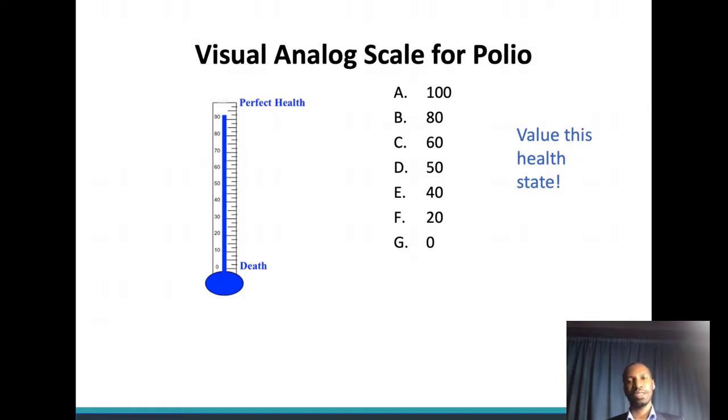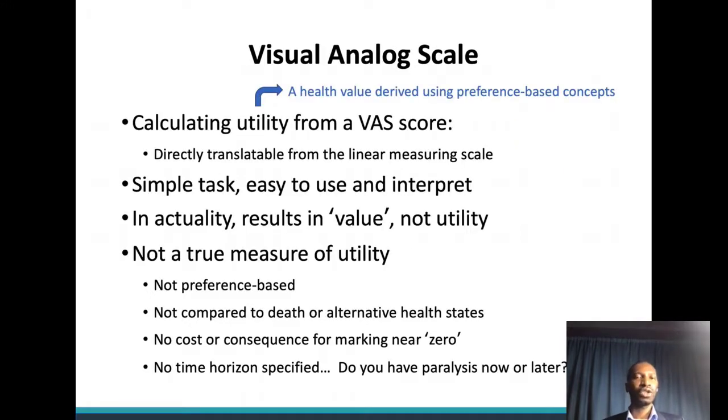On the VAS, we ask respondents to pick points on the thermometer where they would rate their health if they were to experience polio. And this might be a set of responses that we get. Now, the question is, how do we use the VAS to derive health value, which is what we call utility? How do we do that?